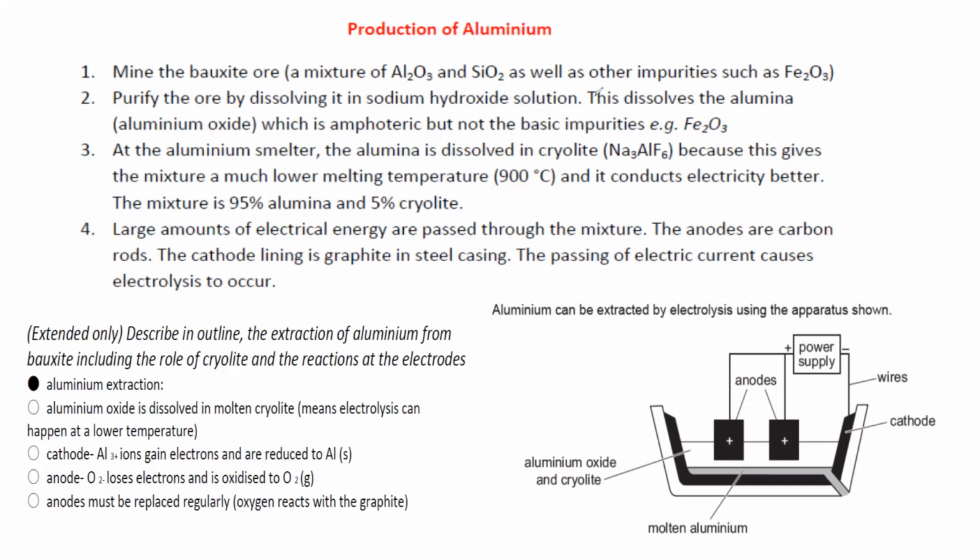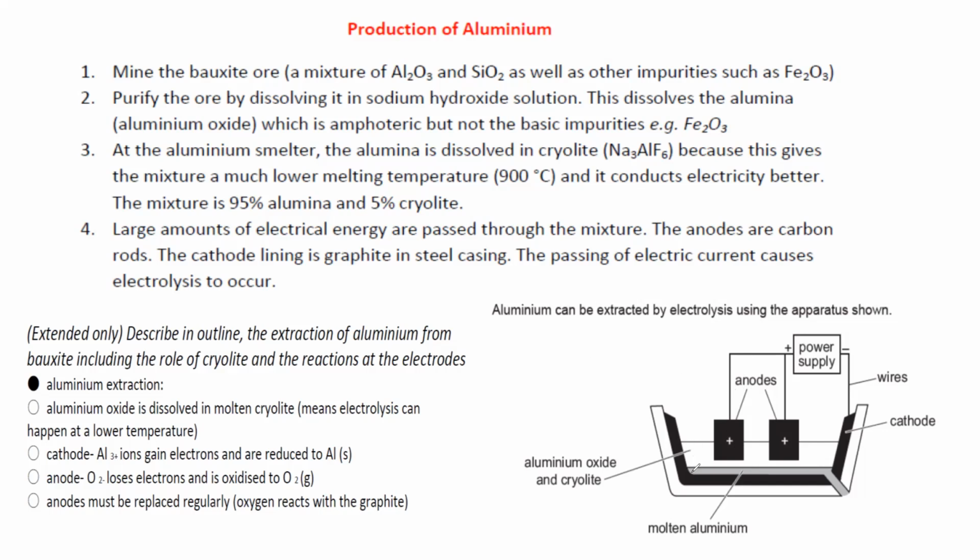Because anode and cathode are made up of carbon, they react. The carbon at anode reacted with oxygen. It produces carbon dioxide. So the anode is used up and the size of the anode starts to decrease. So we have to replace the anode time to time. So if we want to extract the aluminium, what do we do?